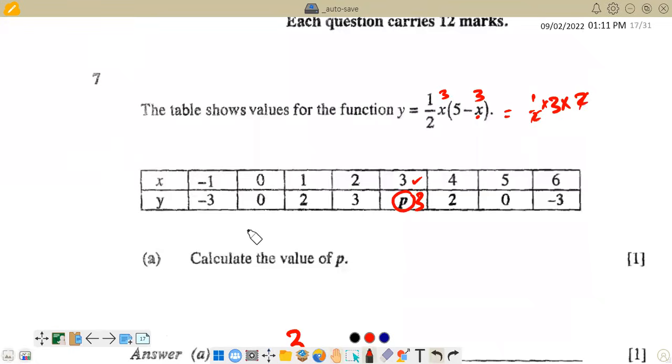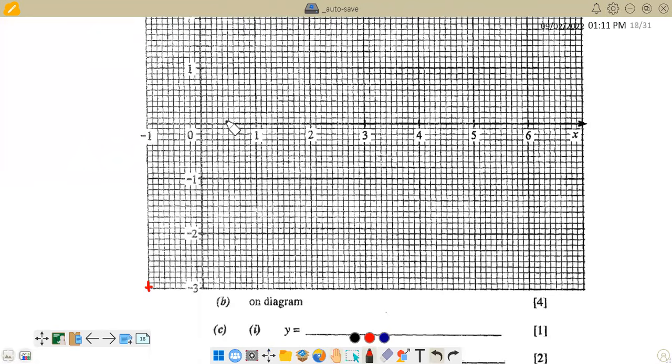Let's move on to the second point, 0, 0. When X is 0, Y is equal to 0. So that is 0, 0, at the origin. When X is equal to 0, Y is equal to 0, you just mark a plus there, a point.